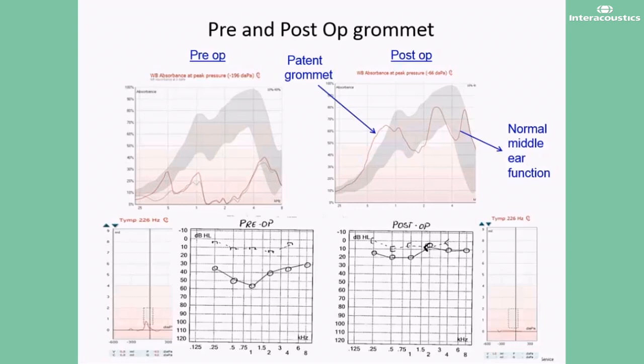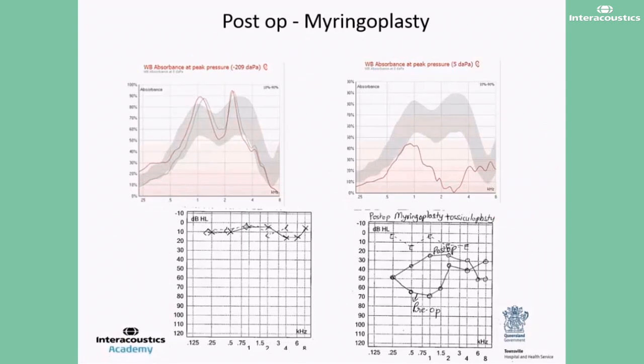Another surgical procedure that's commonly seen in the ENT clinics is myringoplasty. And wideband absorbance can be used for postoperative assessment of myringoplasty. There can be various outcomes following myringoplasty depending upon the technique used. Often tympanograms will show a B-type or an AD-type tympanogram.